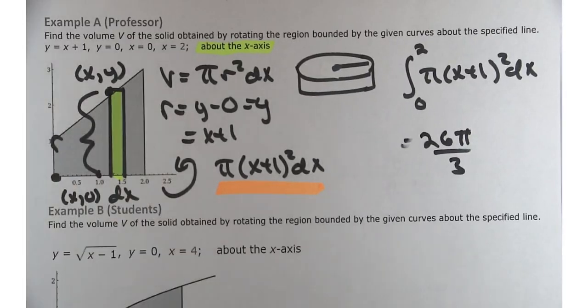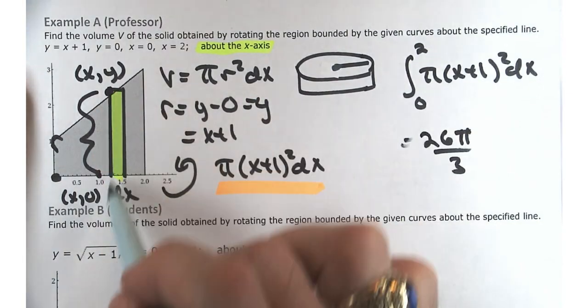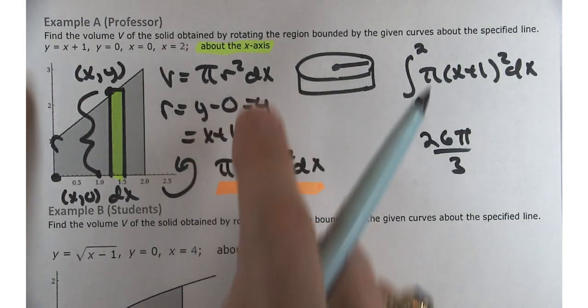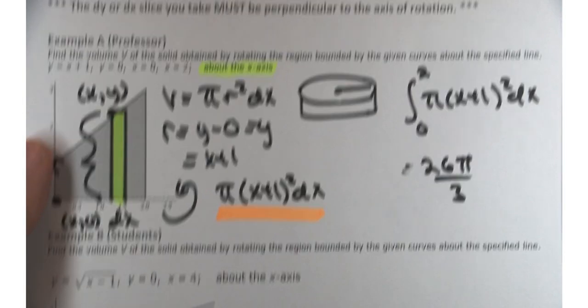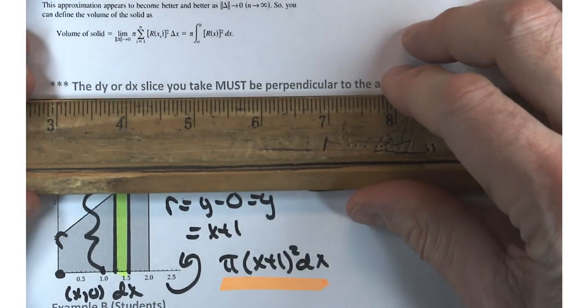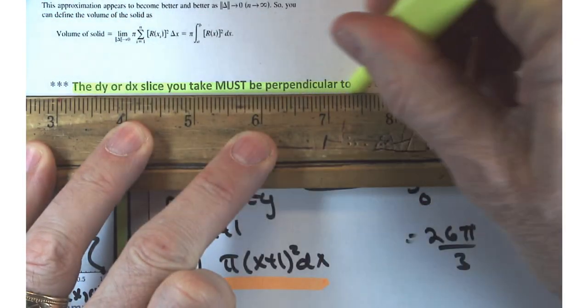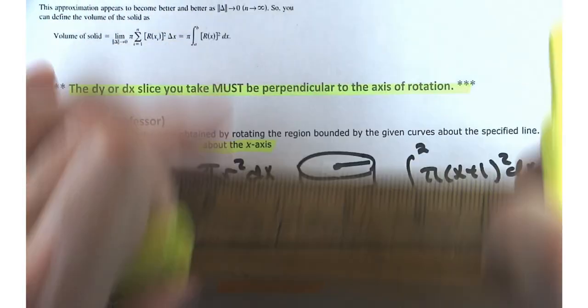So there's our first one. So in general, what you're going to do is take a slice. Now that slice has to be perpendicular to the axis of rotation. I'm not sure if you noticed it or not, but there's something on your handout that's kind of screaming out that your slice must be perpendicular to the axis of rotation. So don't overlook that part.